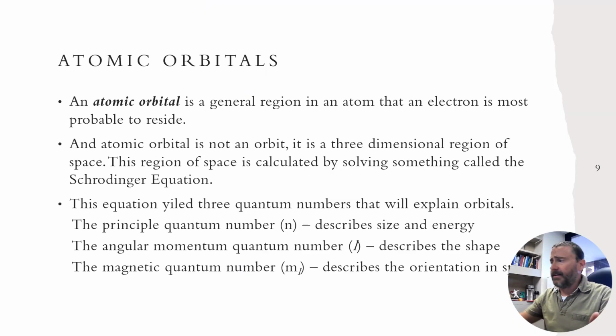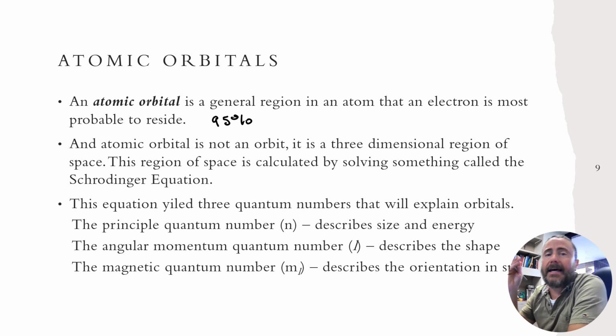So first off, we need to describe what we call an atomic orbital. It is a region of space in which we are most likely to find a specific electron. It's where it's most probable to reside. It doesn't mean that it has to be right inside of there, but most likely, somewhere around 90 or 95% of the time, that is where that electron is going to be located.